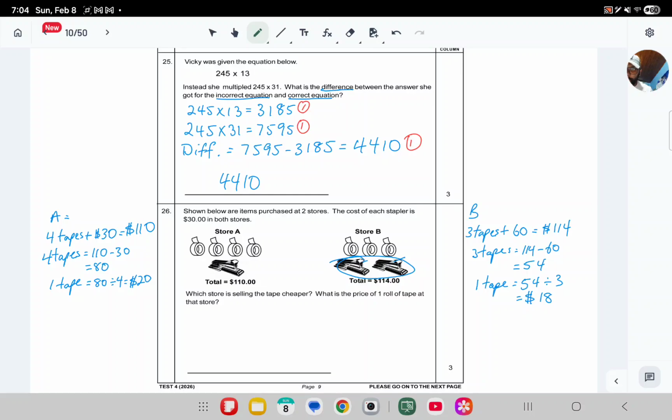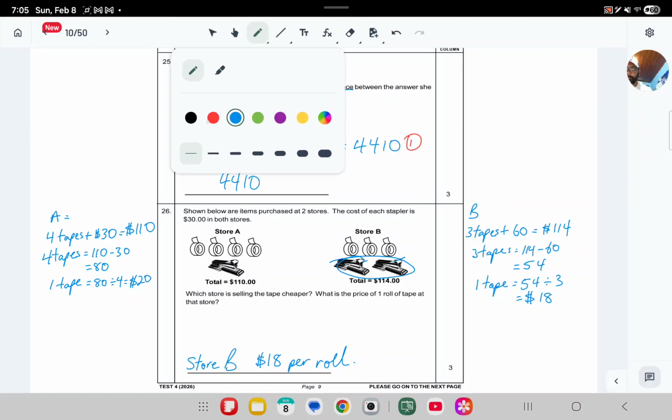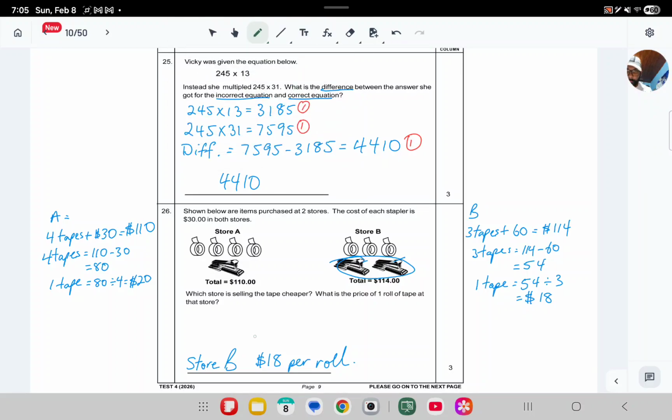So based on this information, they asked which store is selling the tape cheaper. It would be store B. And they also asked what is the price of one roll of tape over there. It is $18 per roll. Alright, so you got 1 mark for your final answer, 1 mark for A, 1 mark for B.